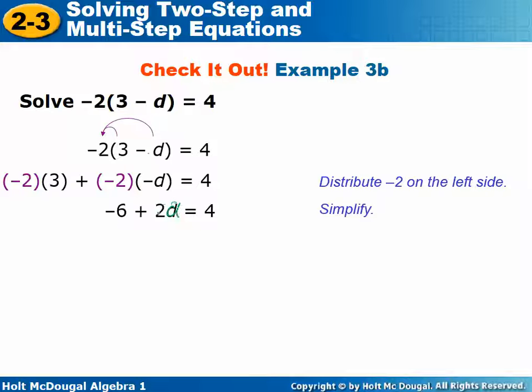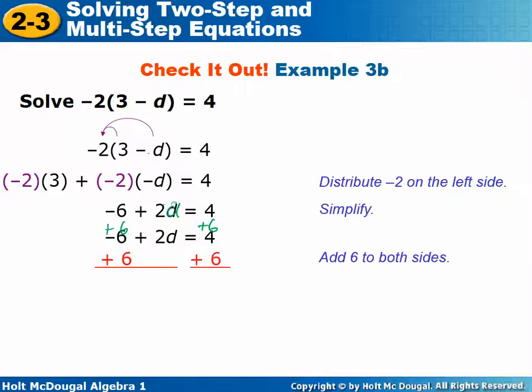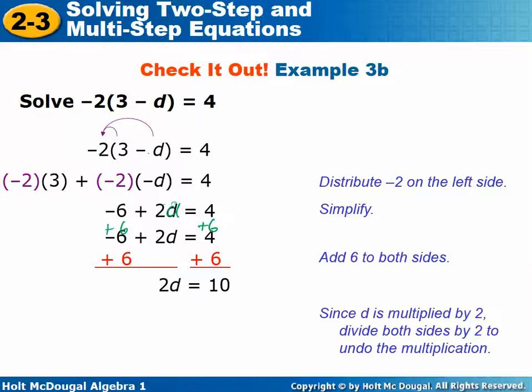And then here's our variable. It's being multiplied by 2, and it has negative 6 added to it. So we could subtract a negative 6, but it's easier to just add 6 to undo the negative 6. And that leaves us with 2d equals 10. And that means 2 multiplied by d. So we need to divide both sides by 2. And we end up with d equals 5.